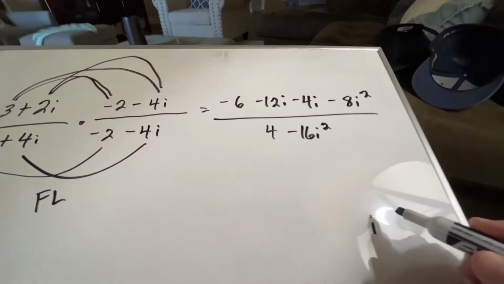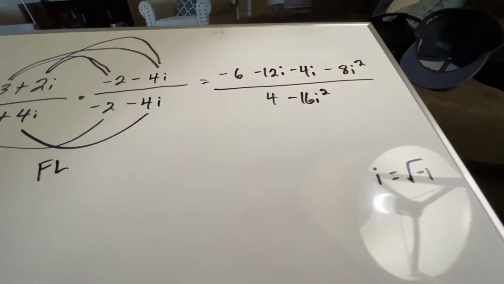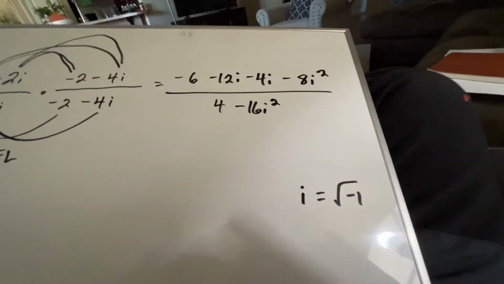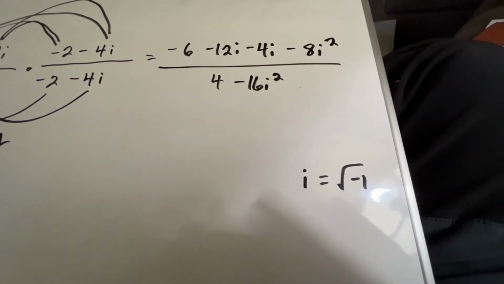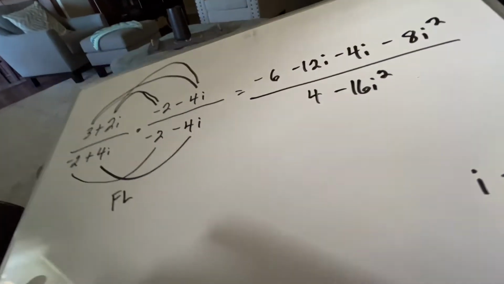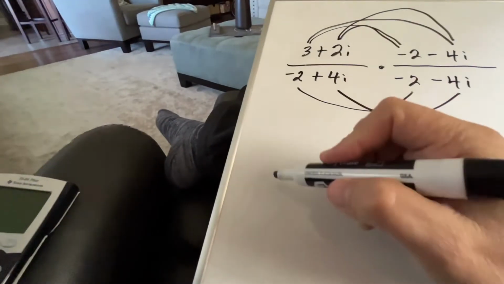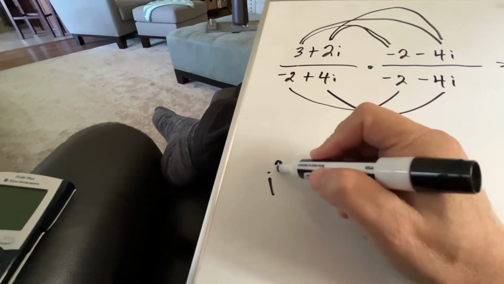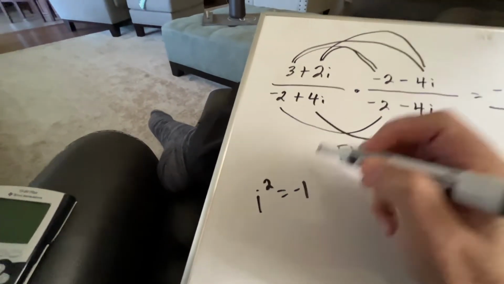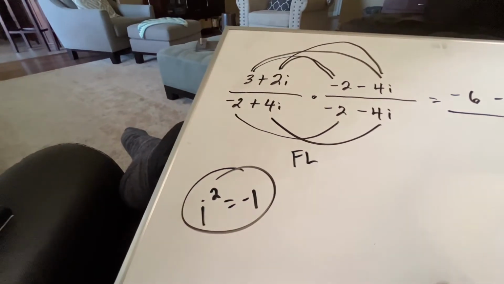So we're supposed to know a couple of facts. First of all, we're supposed to know that i equals the square root of negative 1 by definition. The people who devised this defined i as the square root of negative 1. And because of that, i squared is equal to negative 1. So this is a fact that we're going to use: i squared is equal to negative 1.